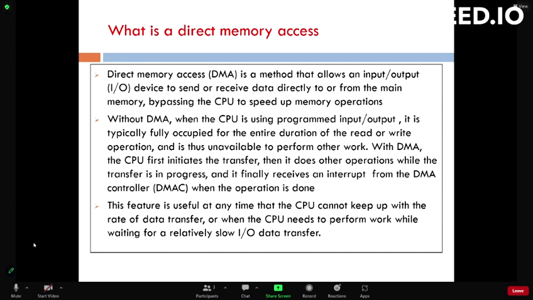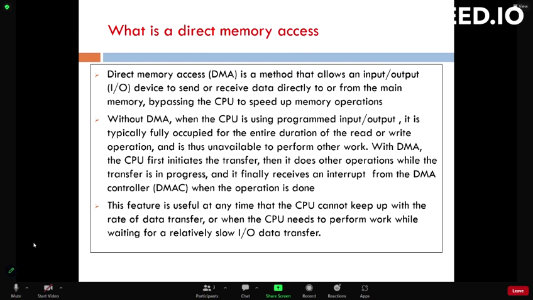So what is DMA? DMA stands for Direct Memory Access, and it is a method of data transfer from input-output devices to the main memory, bypassing the CPU, hence increasing the speed of data transfer. Without DMA, the CPU is engaged with the I/O devices for data transfer and is unable to do other operations, and hence the processing speed is reduced.